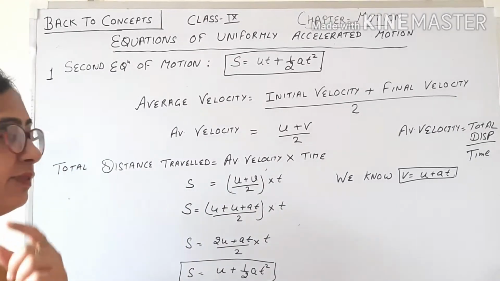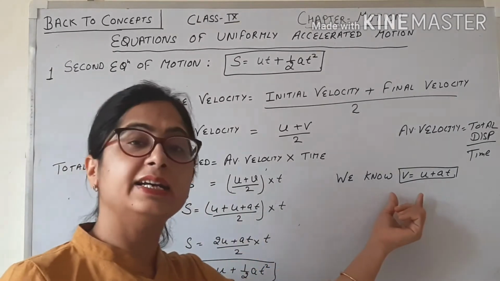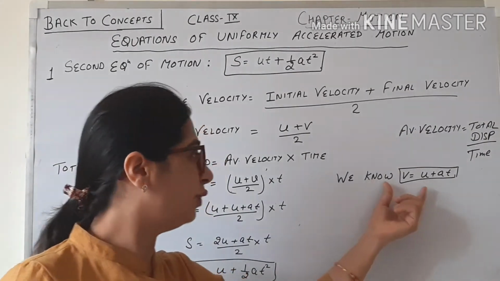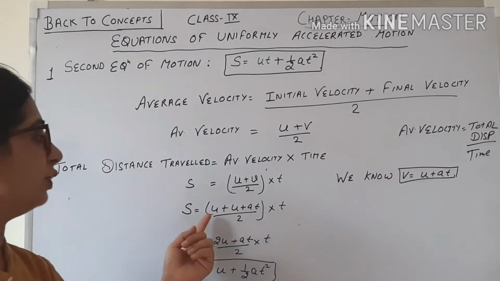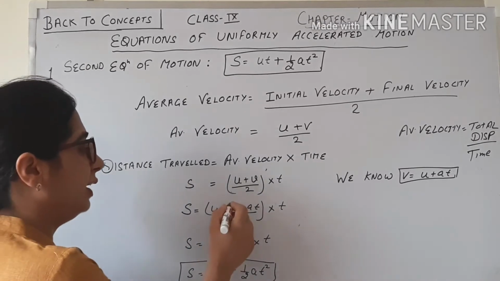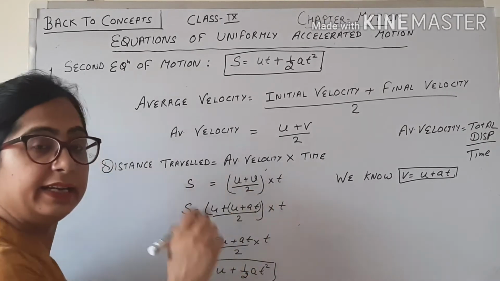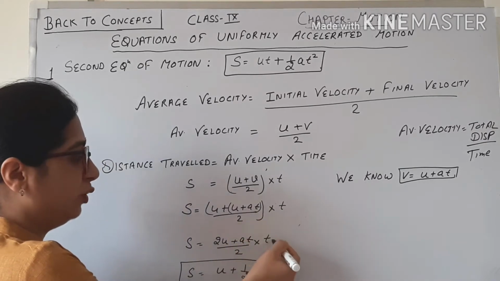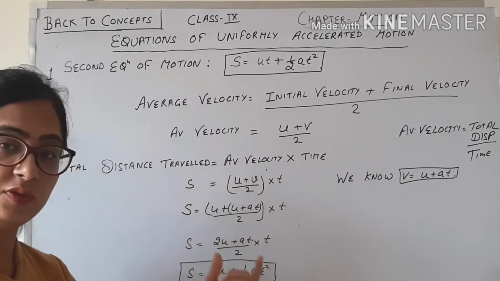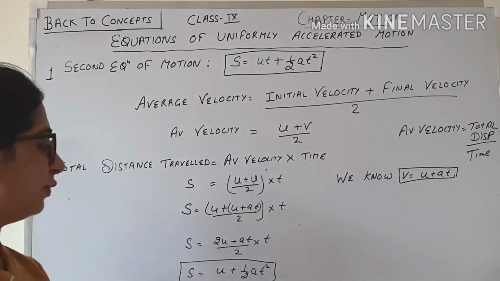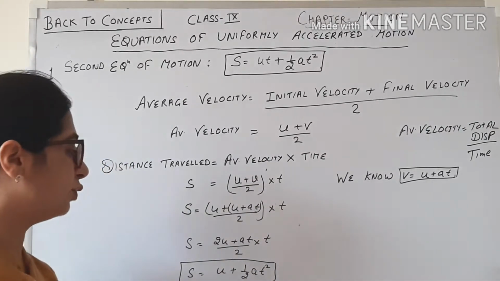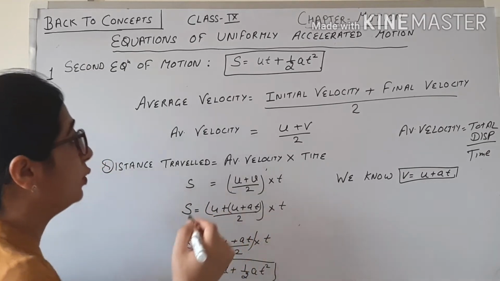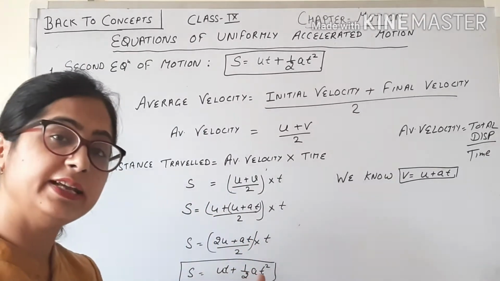And from the first equation of motion, we know that v is equal to u plus at. So put the value of v here. What's the v value? That is u plus at, into t, 2u plus at into time taken. When we solve this, we will get s is equal to, this t is multiplied here also, ut plus half at square.